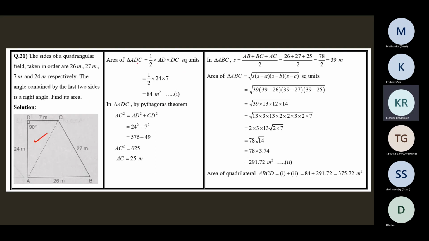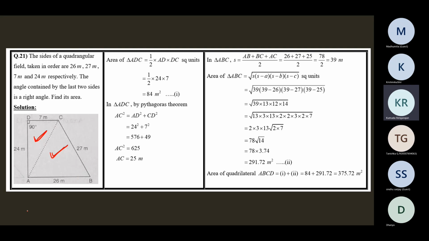So we first find the area of triangle ADC. Here you can see half into base AD into height DC. Then we need to find AC using Pythagoras theorem from this triangle ADC, because that's a right triangle. You can see the calculation here. AC is 25. Now we need to find the area of triangle ABC using Heron's formula. The area of the quadrilateral is equal to the area of triangle ADC plus the area of triangle ABC.